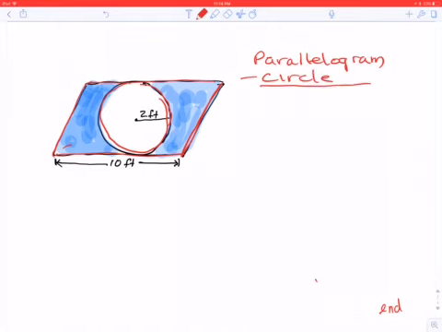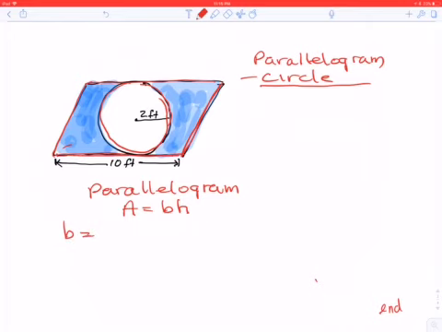So for the parallelogram, the formula is just base times height. The base is the length of one pair of parallel sides. Got that? That's 10. Now the height is going to be the distance between the two parallel sides. Well, we don't have that, but I can use the information provided by the circle to find that.